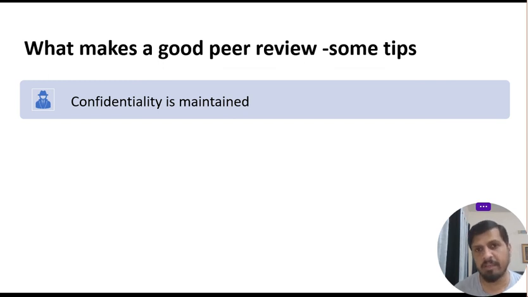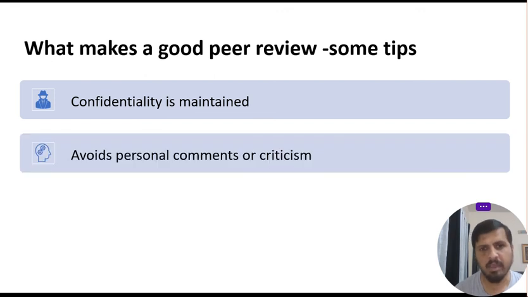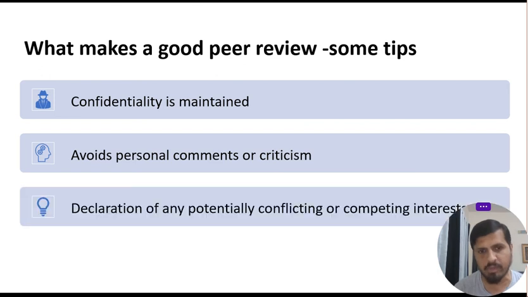You have to maintain confidentiality because you are going to get new ideas, you are going to get a glimpse into the future. You are supposed to maintain the confidentiality of that manuscript and not discuss it with anyone else, disclose it to anyone else, or share the files with anyone else. And you have to avoid personal comments or criticism. Sometimes, at least in the case of international reviewers, you don't know the cultural background, the context in which the author has written that manuscript. So please avoid personal comments or criticism based on your own biases. Don't do that. And if you have any conflict of interest or competing interest, it is important that you declare it clearly so that the editor has a background on which he can base the final decision.